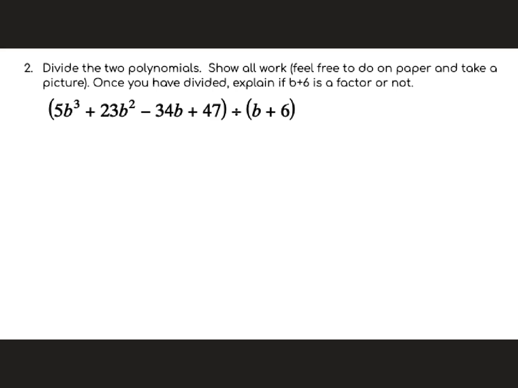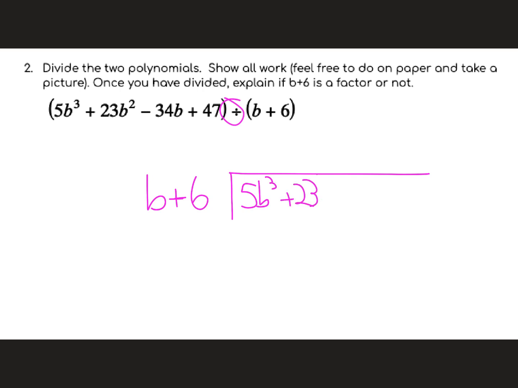For this next one, we are doing some division. Since we have the divided by here, that goes outside the division symbol. Write it as plus 6. And then we got 5b cubed plus 23b squared minus 34b, and then plus 47.